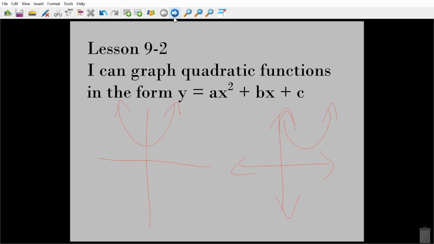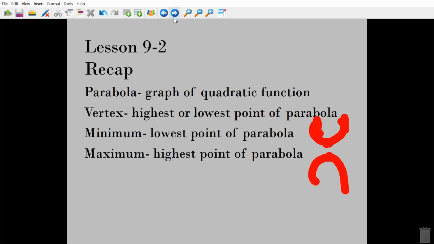All right. The parabola is the name of the shape that is formed, either a U if it's a positive x squared, or an upside-down U if it's negative x squared. The vertex is the highest or lowest point of the parabola. So the minimum is if the lowest point is down here at the first shape. You see that right there. The minimum would be at the bottom, and then the maximum is at the top. So you have a minimum or a maximum there.